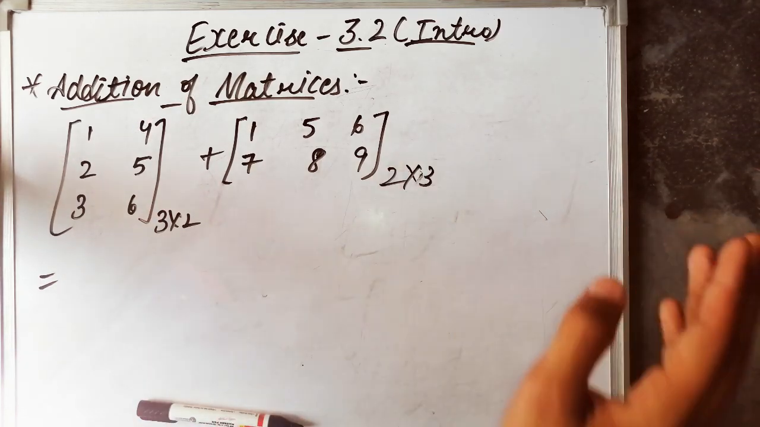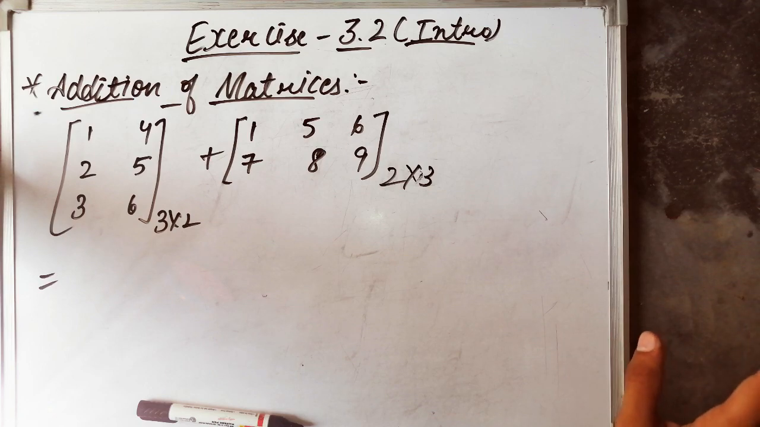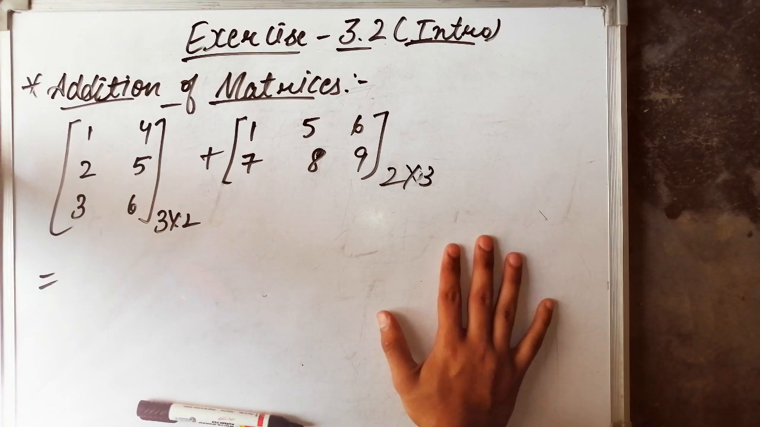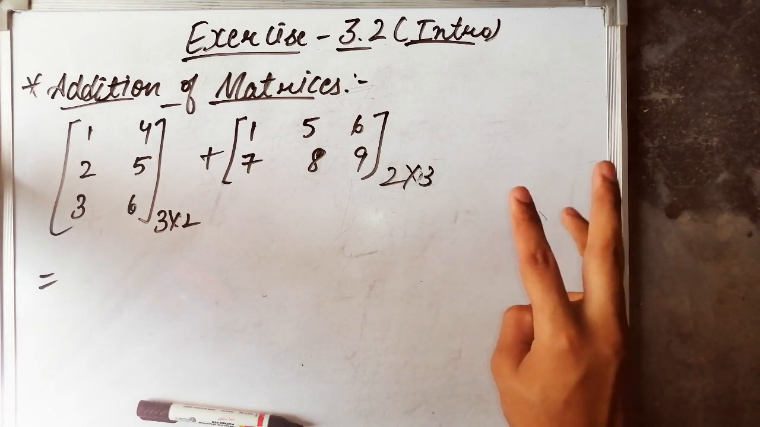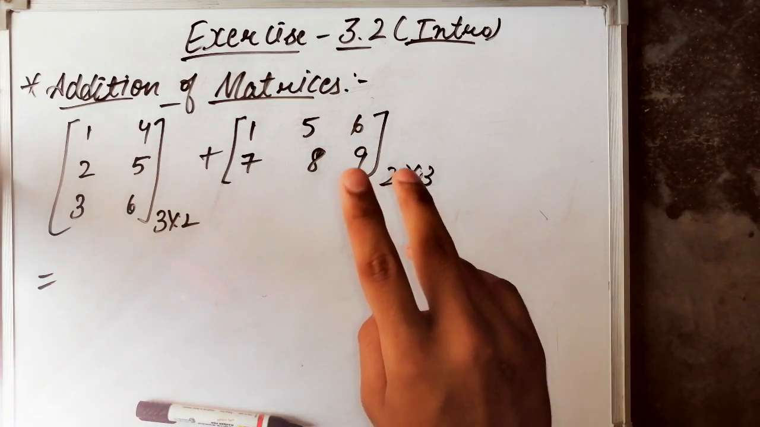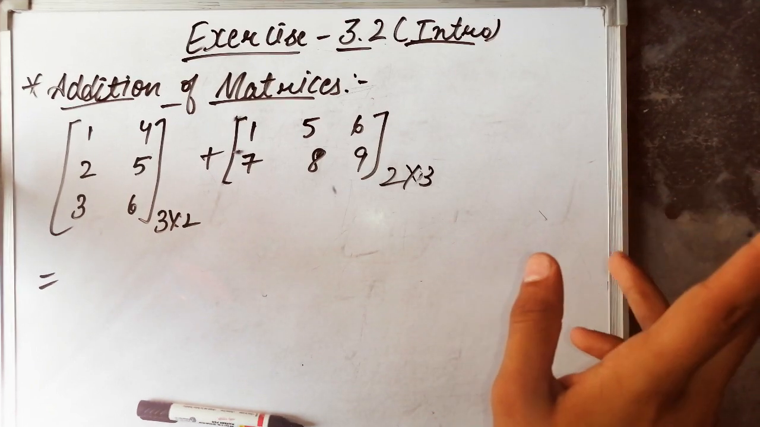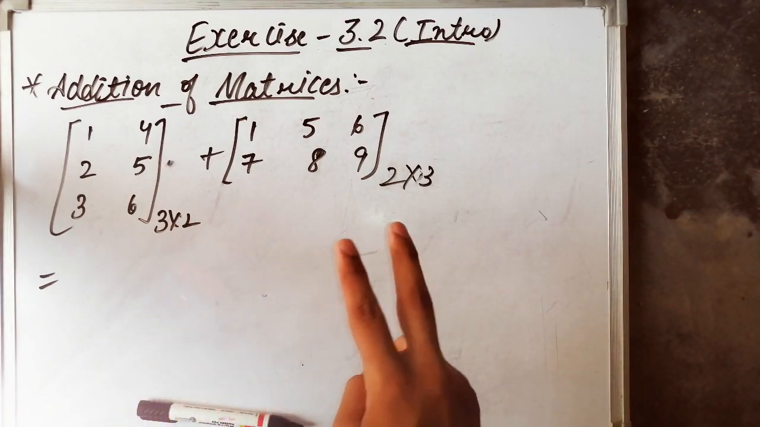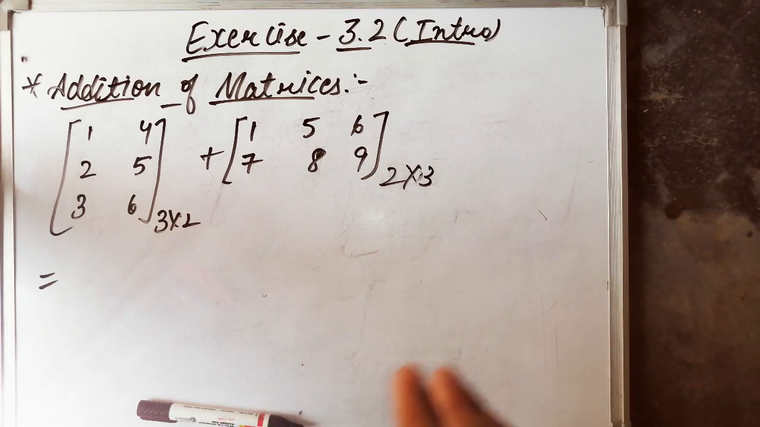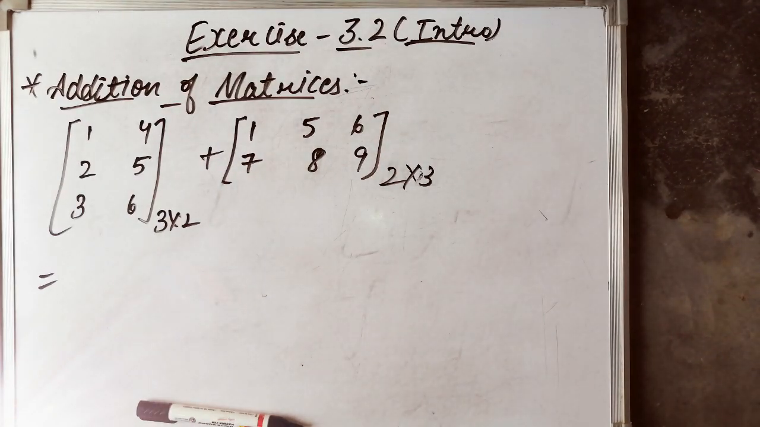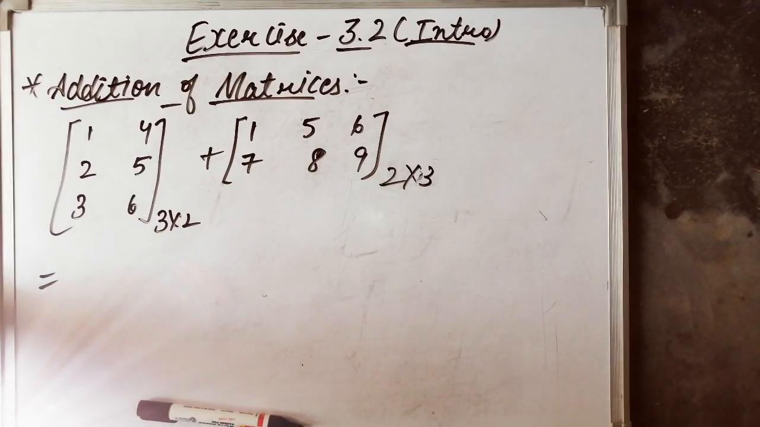Students, see here, when you need to add, the order of these two or three matrices must be the same. It should not be like this matrix has 3 rows and this matrix has 2 rows, and apart from that we can only add matrices of the same order. Okay, this was the first thing which you need to know about these matrices.